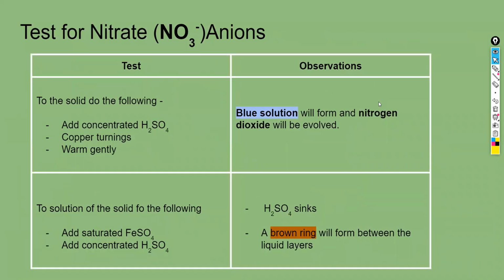All right, so this one is pretty short. This one is the test for nitrate ions. Once again, it's pretty self-explanatory. It tells you exactly what you're adding. In case you don't know, copper turnings are just pieces of copper. There's a fancy word for it. And in both cases, they tell you what you expect to see. Okay. When you're finished, take this down.